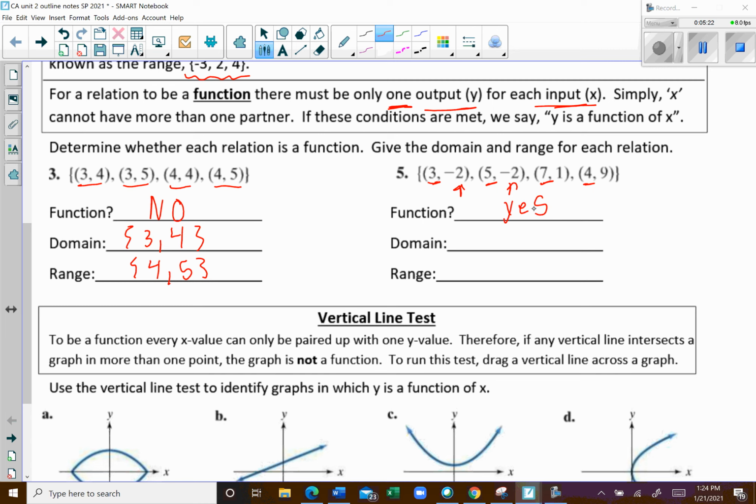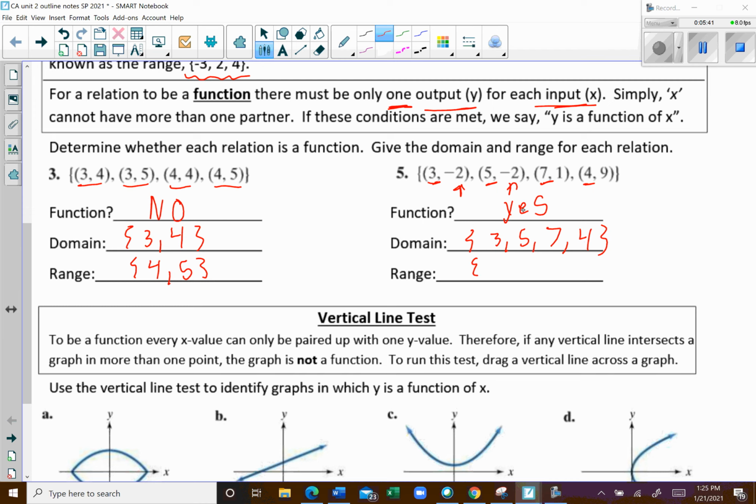And then our domain in here, let's see, 3, 5, 7, and 4. So you notice I didn't quite put them in numerical order because I just went from left to right. So it's not a big deal that the 4 is at the end. It's not a problem. Now let's see range.